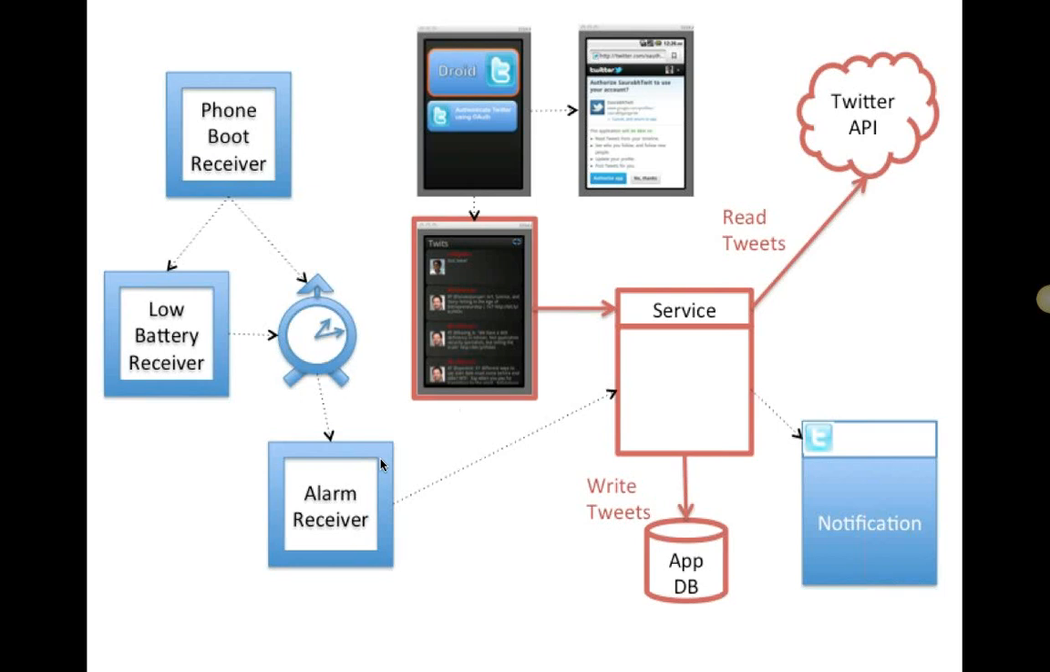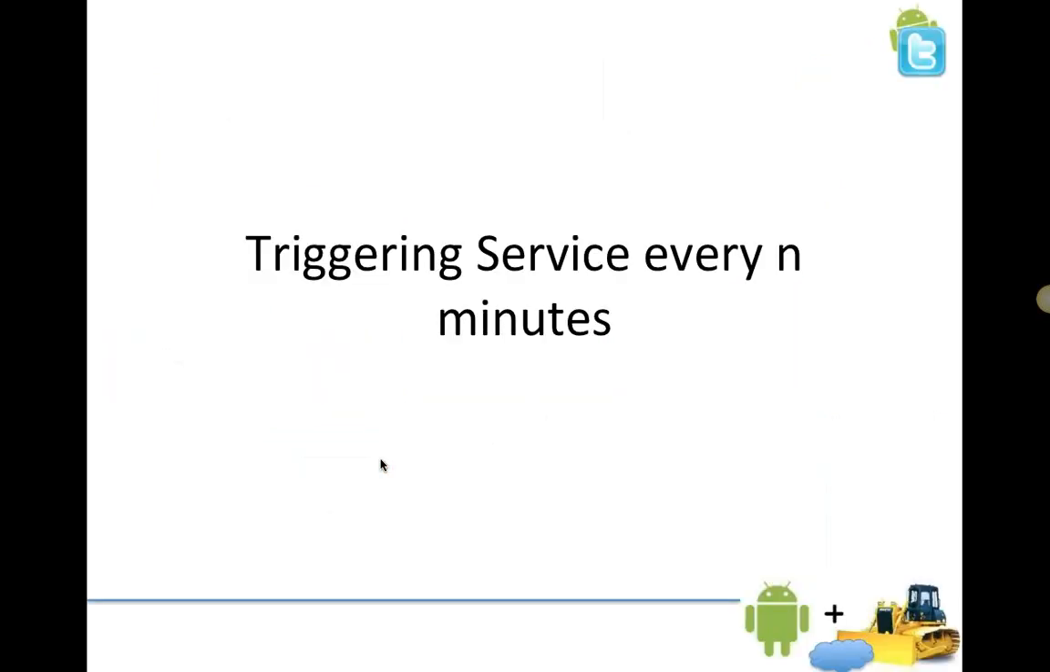So this is what happens. The service goes to Twitter, loads the tweets, dumps them in the application database, and returns a list of tweets to the activity. So this is where my activity starts showing the tweets. Now we will go to the next screen, which will talk about the background processing.